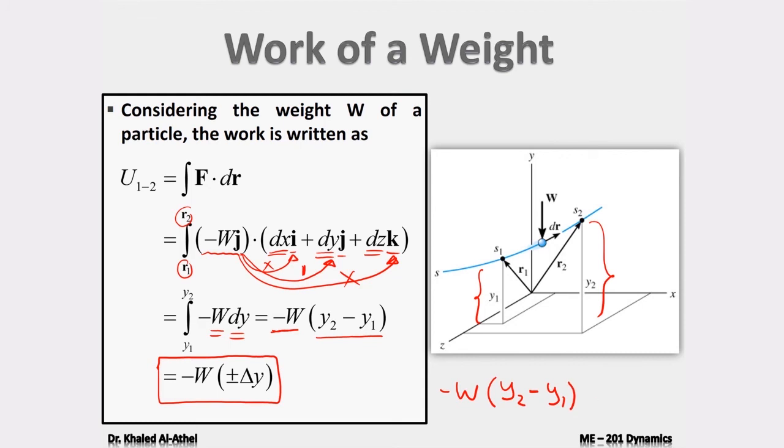Now, another way of doing it, or let's say another way of checking whether your solution is right or wrong: we know that the work done by a force is positive if the force and the displacement are in the same direction, and the work done is negative if the force and displacement are in opposite directions. Now look at the weight. Weight is always acting downward. So if my object is moving downward, then I have positive work. If my object is moving upward, then I have negative work.